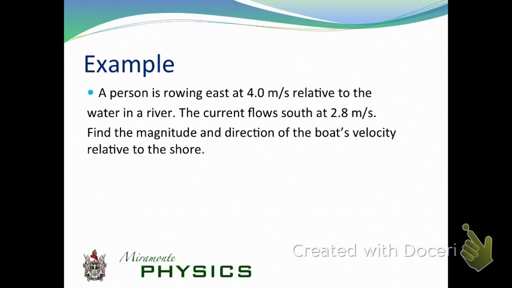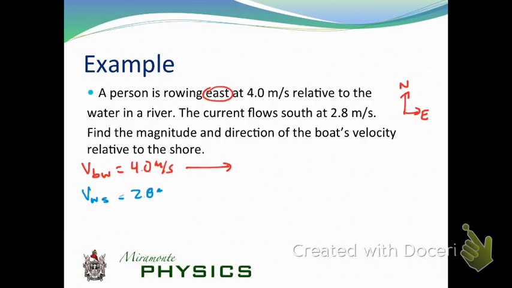Okay, so here we go. Let's identify our vectors. We're going east, so we have the velocity of the boat with respect to the water, and it's going to be 4.0 meters per second to the east. Now, I put a little compass so I can keep track of what direction. So to the right is going to be our velocity vector of the boat with respect to the water. Then we have the water with respect to the shore is going to be 2.8 meters per second, and that's going to be in the south direction. So we have a vector going down.